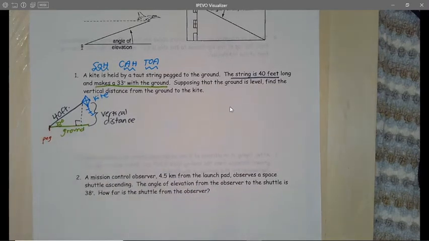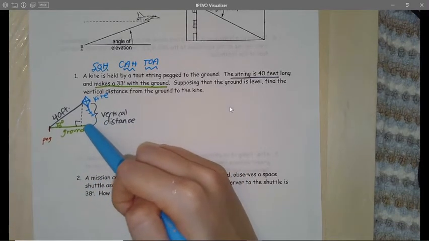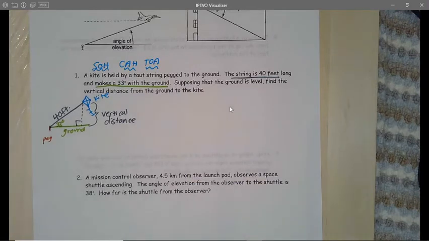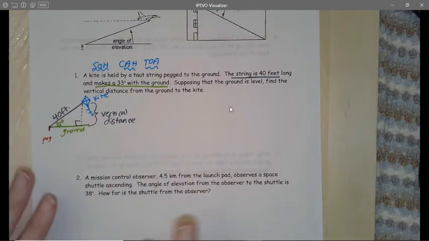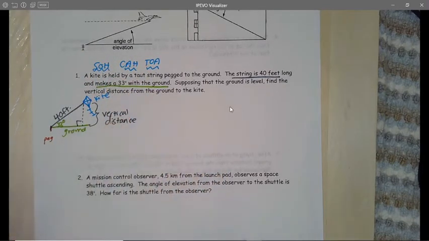When I do that, I have a right triangle. And if I have a right triangle, I can use sine, cosine, and tangent. In all these problems, you should be able to create some sort of right triangle to help you solve using sine, cosine, and tangent. So keep that in mind.